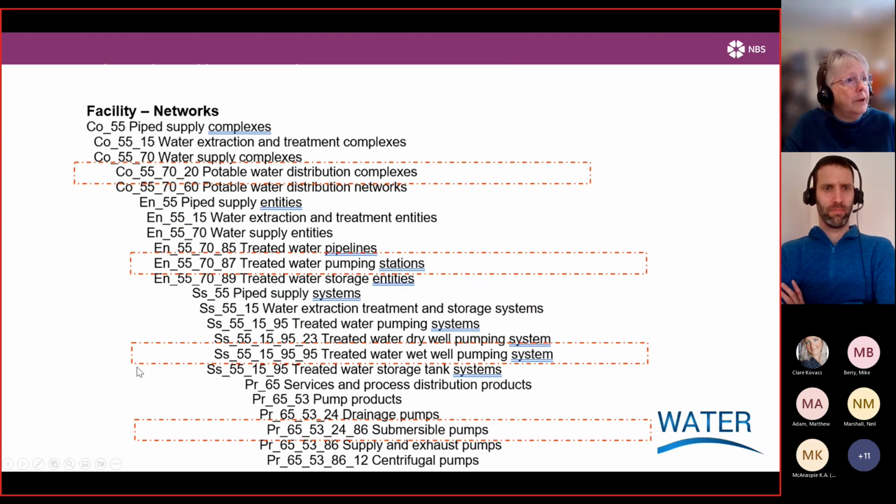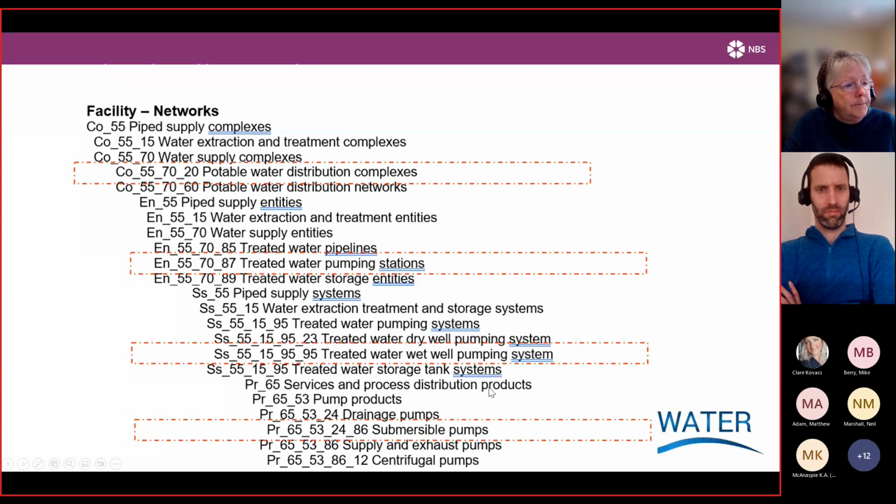There we go. So this one here is all about various different networks. Again, you've got the pipe supply, the complexes at the top here, going down to the entities here. This is for water supply as opposed to wastewater. Whoops, go back again. Your pipe supply systems here, your treated water storage tank systems, but then here's some of the different pumps that are available as part of the systems that are above here.